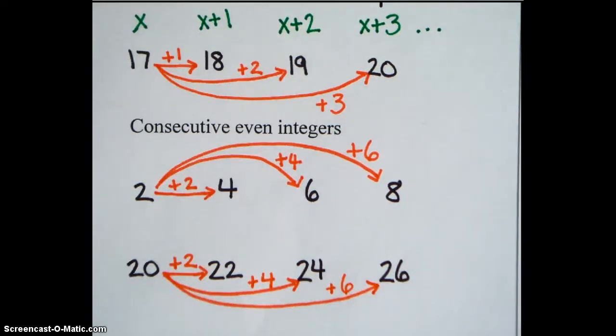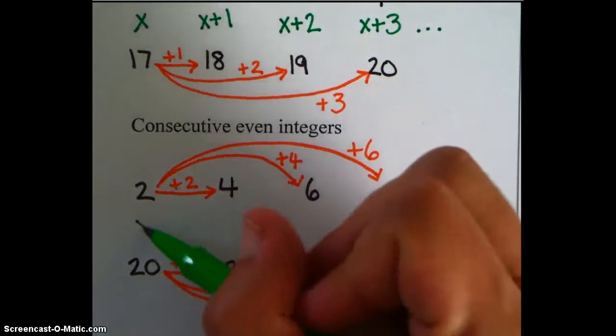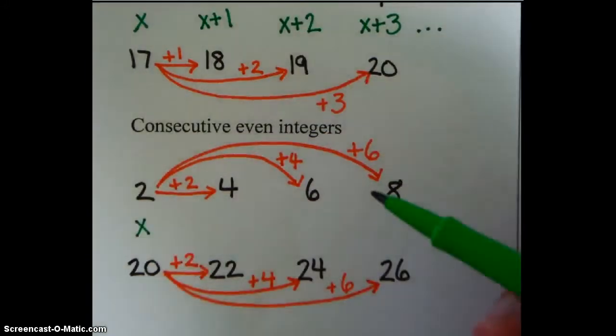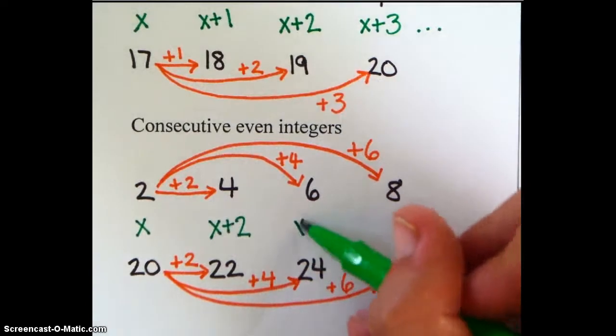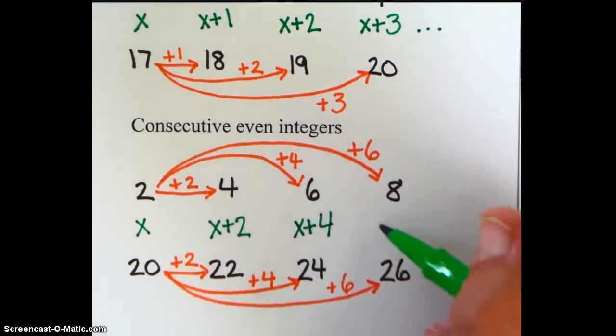How do we come up with a general rule here? Well, let's say we start with x. To get to the next even one, we need to add 2. To get to the one after that, we're going to add 4. And then we will add 6 and so on.